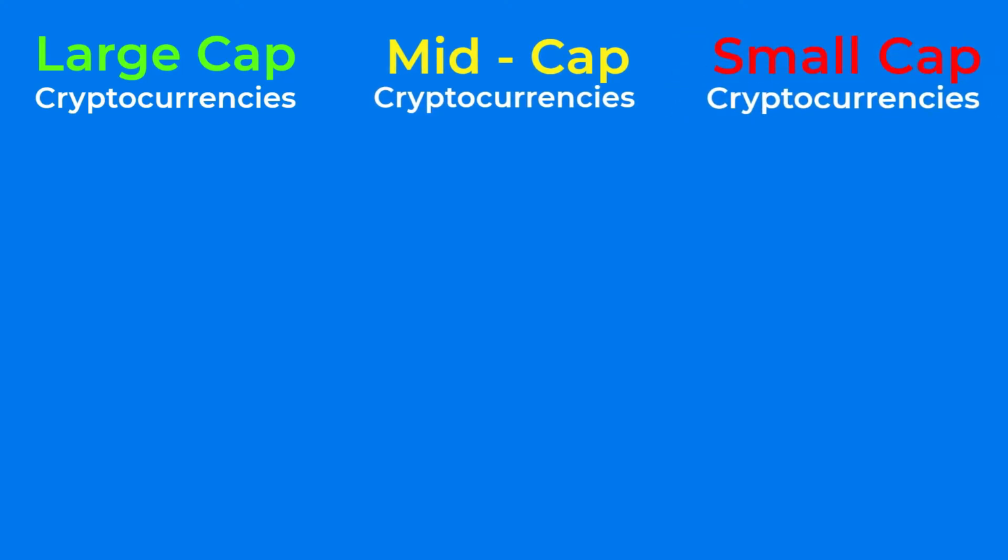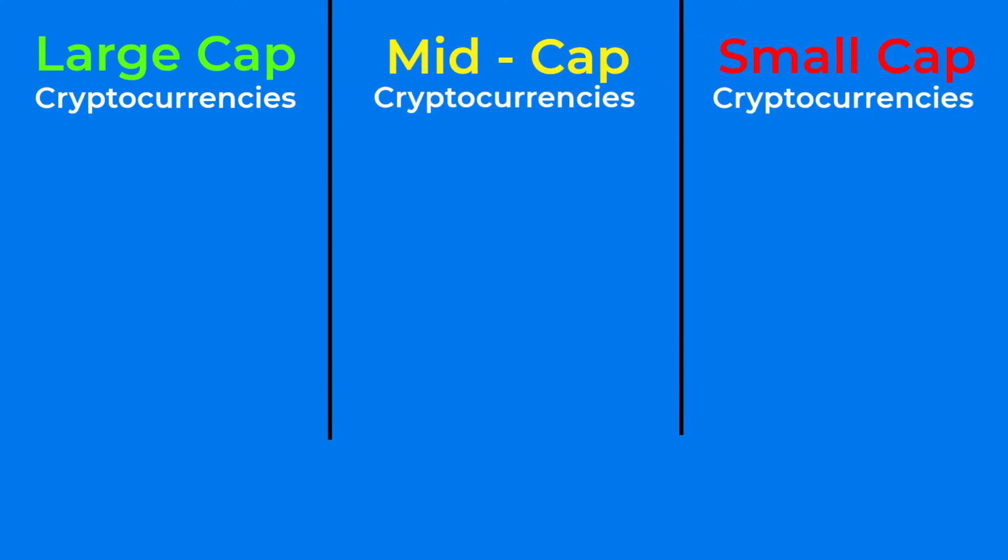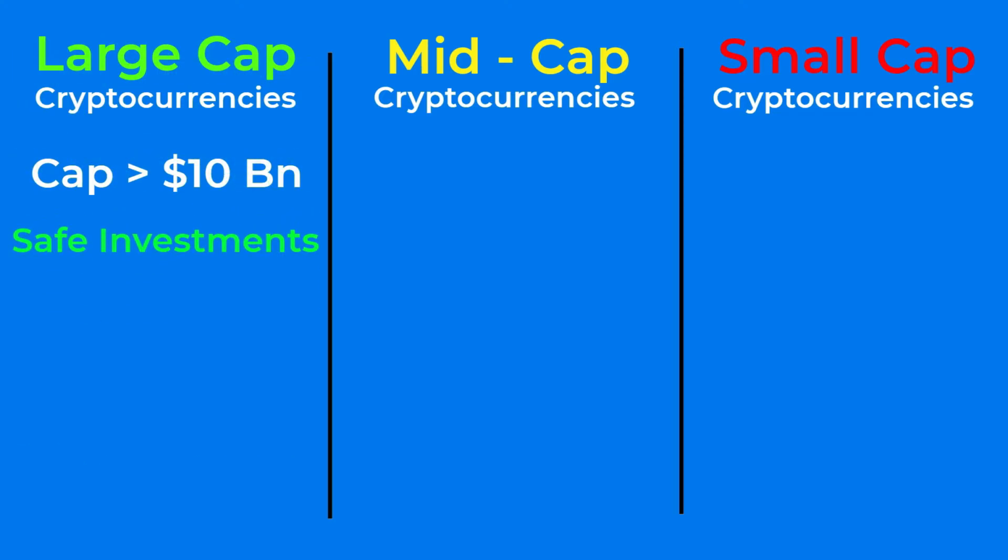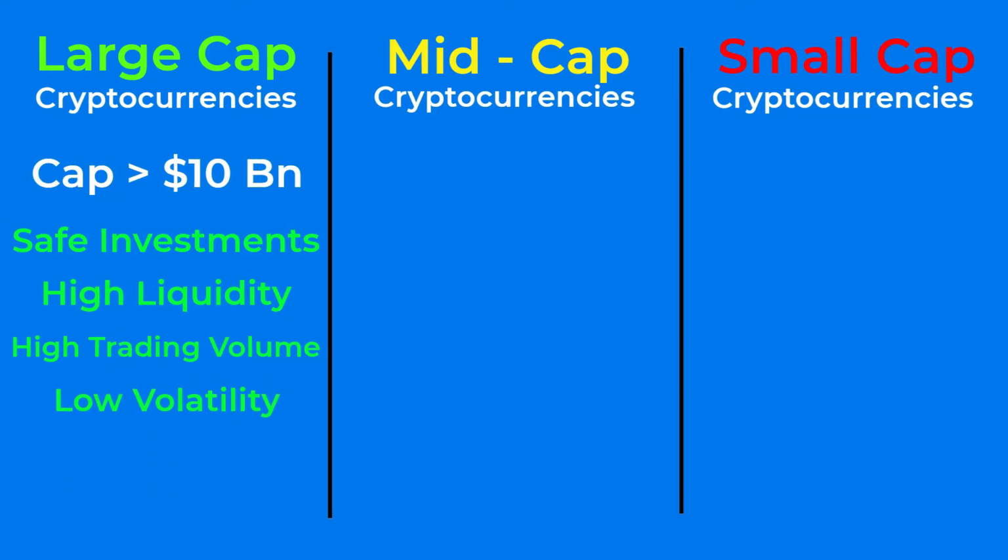Now we're going to talk about the differences between large market cap, mid-market cap, and small market cap cryptocurrencies. Large market cap cryptocurrencies are cryptocurrencies with a market cap of over $10 billion. They are considered relatively safe investments. These cryptocurrencies have high liquidity, high trading volume, and low price volatility.